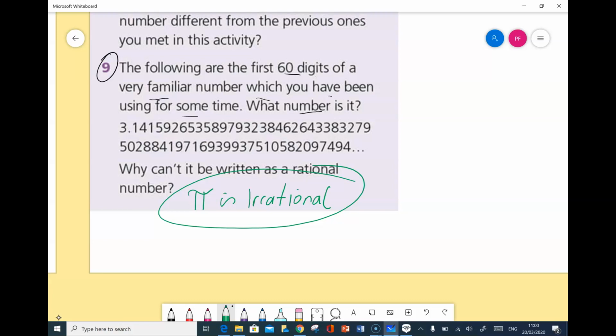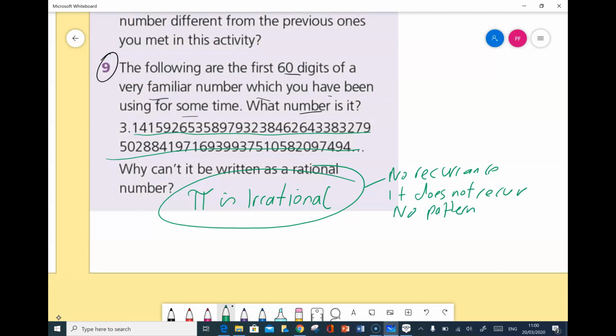And why can't it be written as a fraction? Because if you look at this sequence of numbers, there's no recurrence. It does not recur. There's no pattern that repeats.